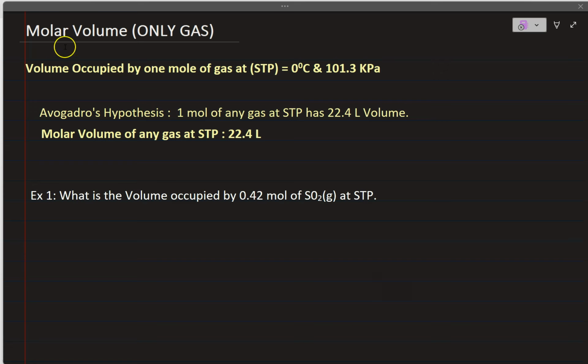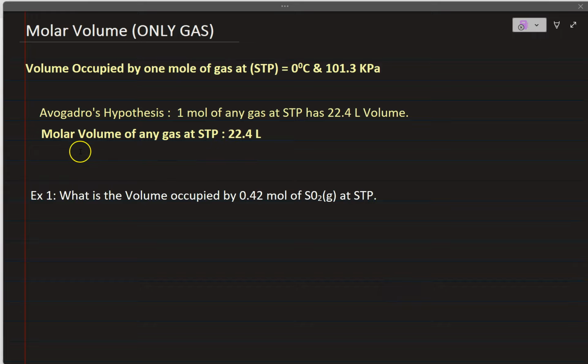All right, today's lesson, molar volume, and that applies only to gas, okay? No solid, no liquid, only gas. It is the volume occupied by 1 mole of gas at STP, and STP is standard temperature and pressure, which is 0 degrees Celsius and 101.3 kilopascal. Avogadro's hypothesis is that 1 mole of any gas at STP, remember that's important, has 22.4 liter volume, and that is the molar volume of any gas at STP.